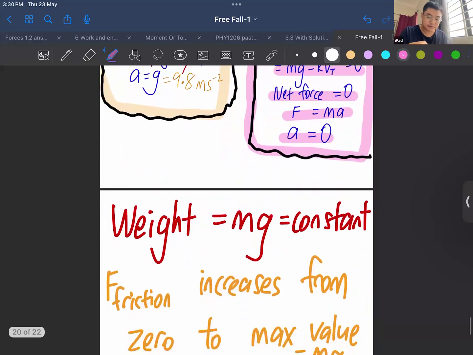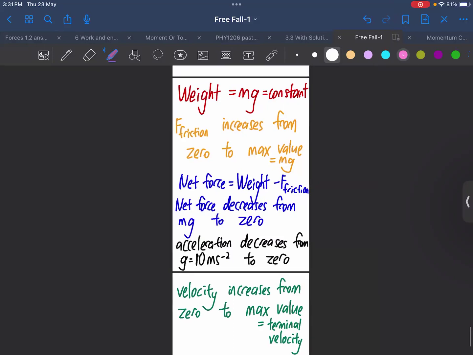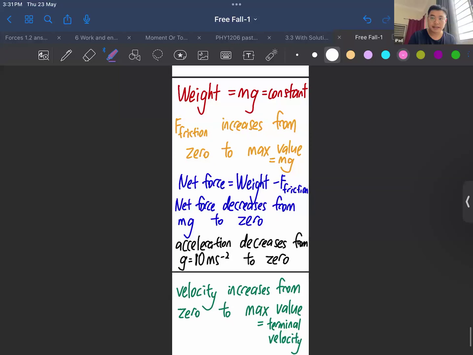Now I have some characters for you. Let's look at the red color, the dark red. Throughout the journey, will your weight be increasing or decreasing? Throughout your journey. Look at the red color, dark red. The weight will be what? Constant. Because your mass does not increase, neither does your mass decrease, right? So can you help me to remember that throughout the journey, your weight is the same? Okay.